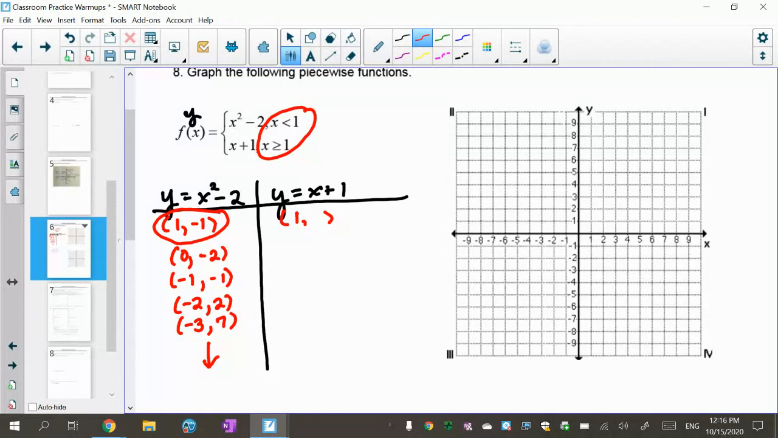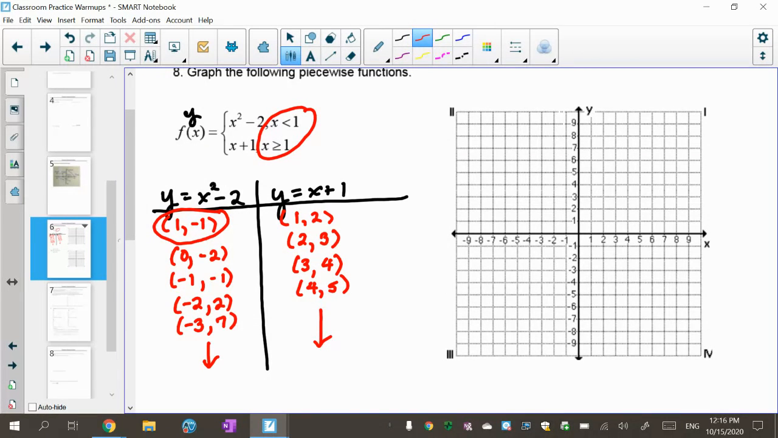Now the point 1 is really in this piece here, and I plugged in here, 1 plus 1 is 2, and then it says it's greater than that, so I'm going to try 2 is 3, 3 is 4, 4 is 5, and then I keep going, and then I'll have some points for that piece.